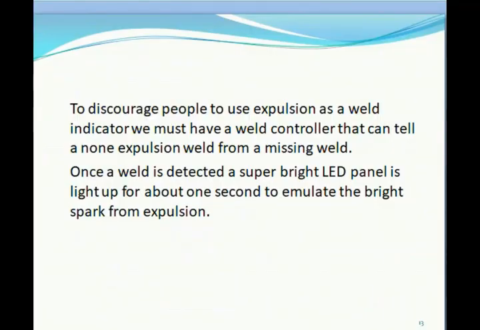To discourage people from using expulsion as a weld indicator, we must have a weld controller that can tell a non-expulsion weld from a missing weld. Once a weld is detected, a super bright LED panel is lit up for about 1 second to emulate the bright spark from expulsion.